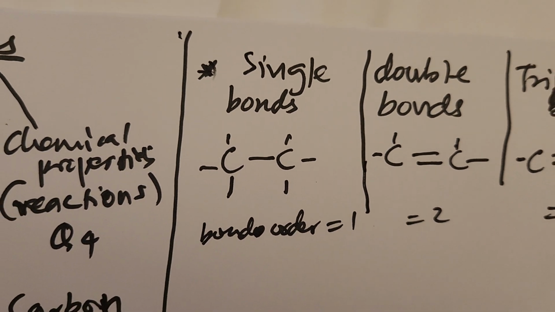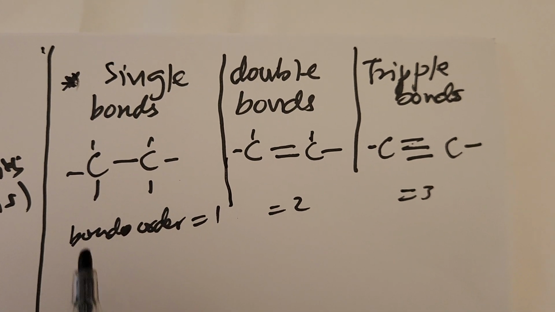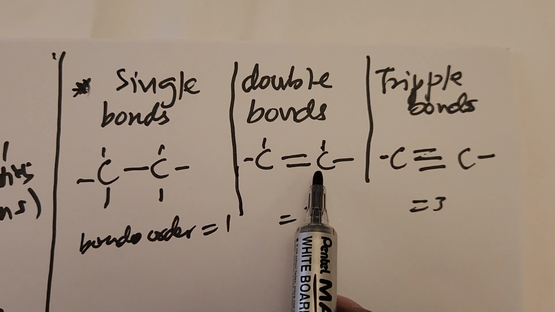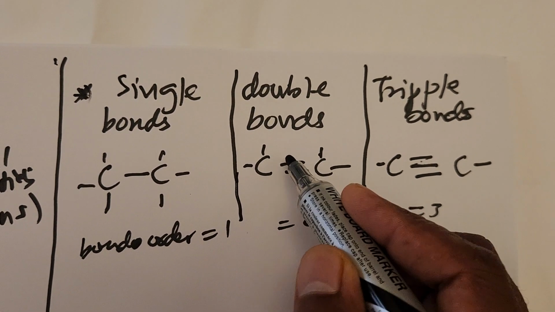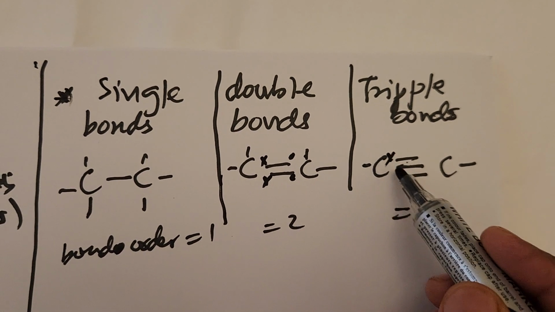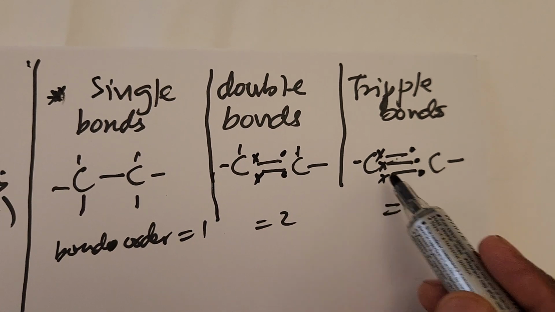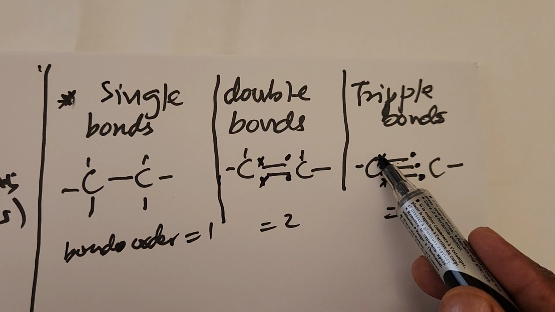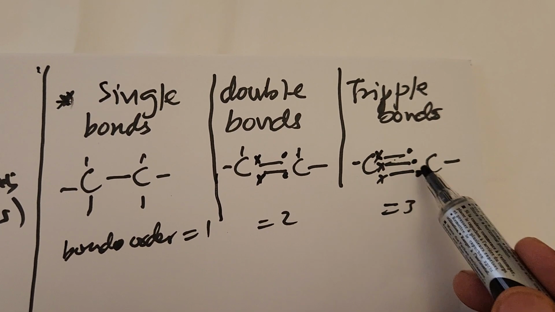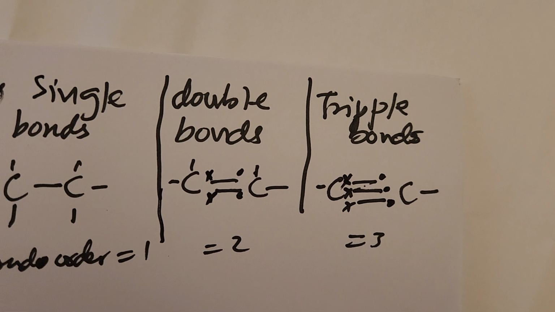Remember, every bond consists of 2 electrons. Where a single bond is involved, then 2 electrons are involved. Where a double bond is involved, we'll have 4 electrons. Where a triple bond is involved, we'll be having 6 electrons. So a covalent bond involves the sharing of electrons. In a triple bond, 6 electrons will be shared, forming the 3 bonds.